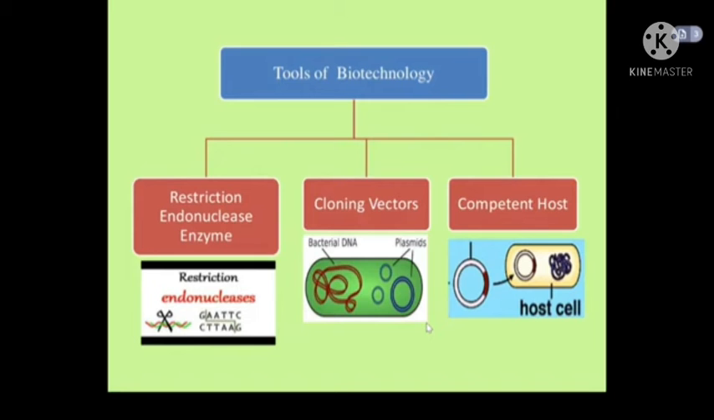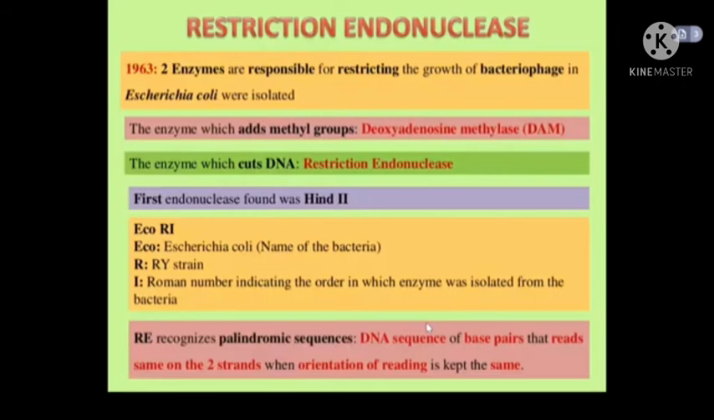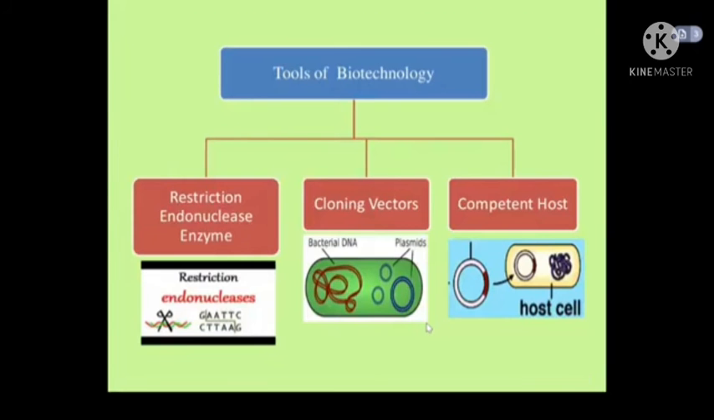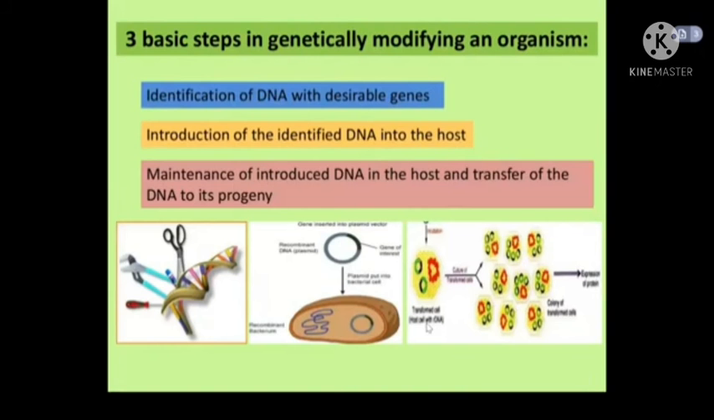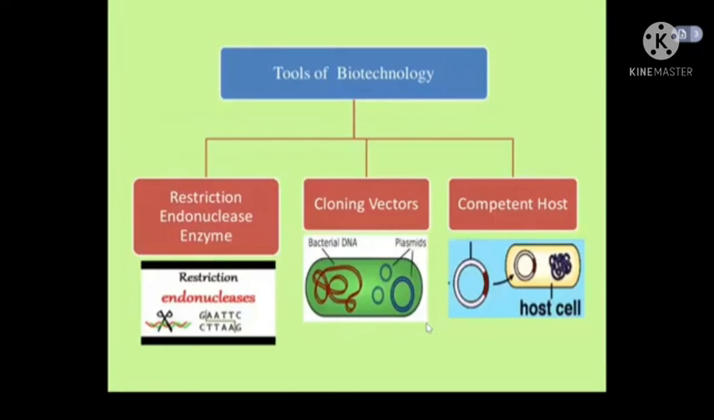So to do these activities, you need certain tools. And the tools are restriction endonuclease enzyme, cloning vectors, competent host. These are the tools which we use. And the techniques for this are called recombinant DNA technology, gene cloning, and gene transfer. Using these tools, we do three techniques: recombinant DNA technology, gene cloning, and gene transfer.